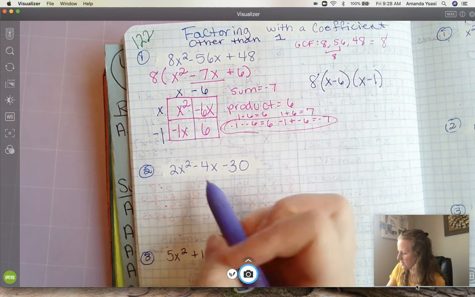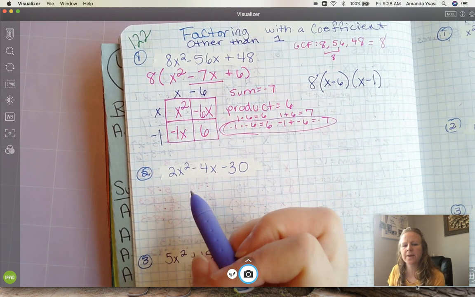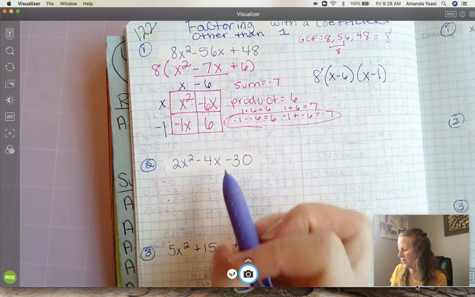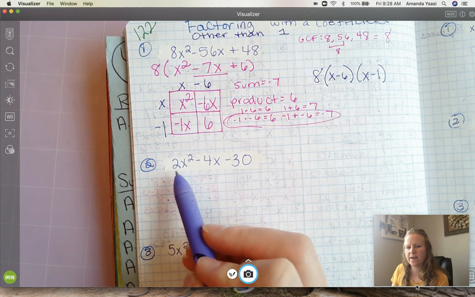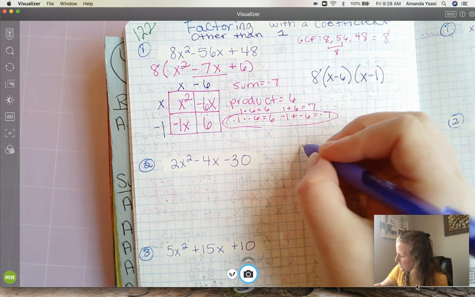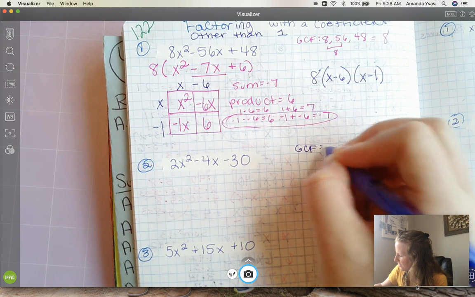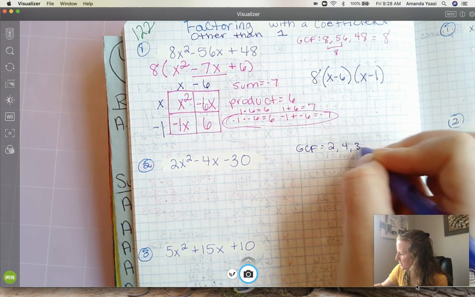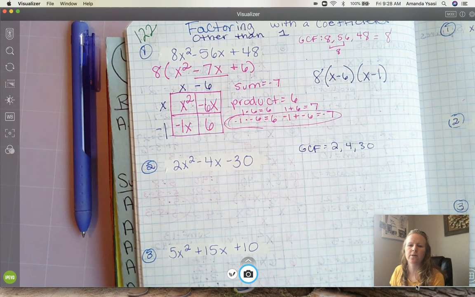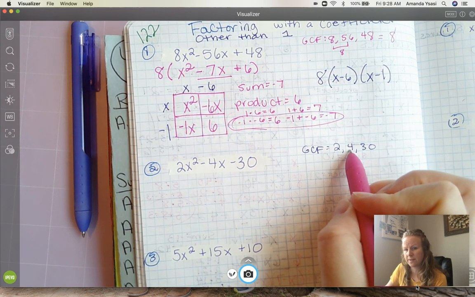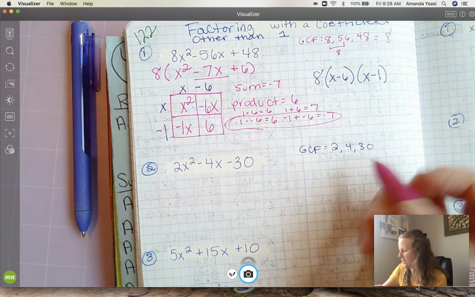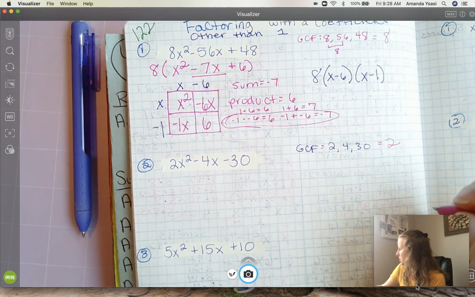All right, well, let's look at the next one. We have 2x squared minus 4x minus 30. So we haven't seen a 2 before out front. So let's see if we can factor anything out. Is there anything? Let's talk about GCF of 2, 4, and 30. What's a number that will go into all of those? Well, we look at the smallest number, it's 2. Will 2 go into 4? Yes. Will 2 go into 30? Yes. So our GCF is 2.